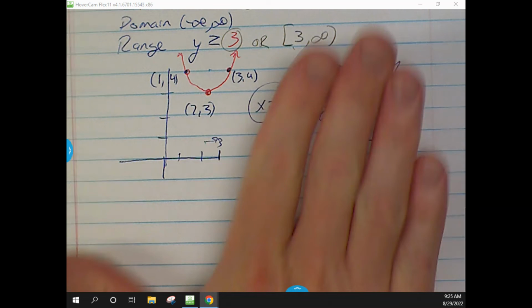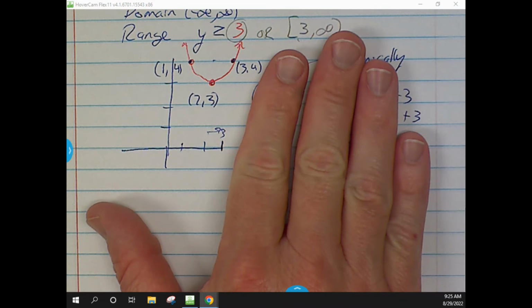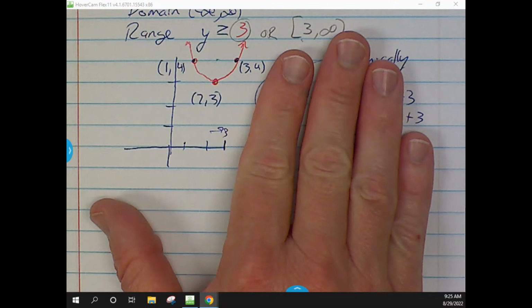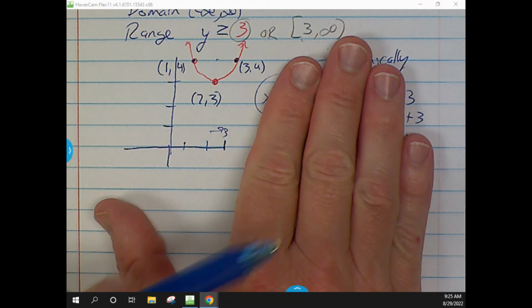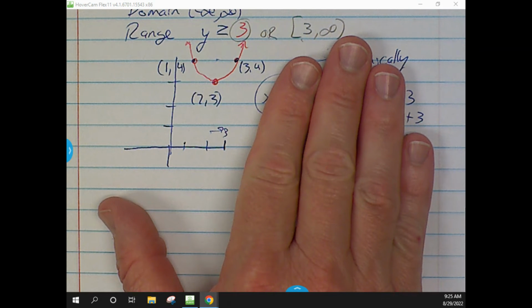So if that's confusing you over here, don't worry about it. Just forget about that. So this is technically what we're supposed to do, but we're going to do the shortcut.